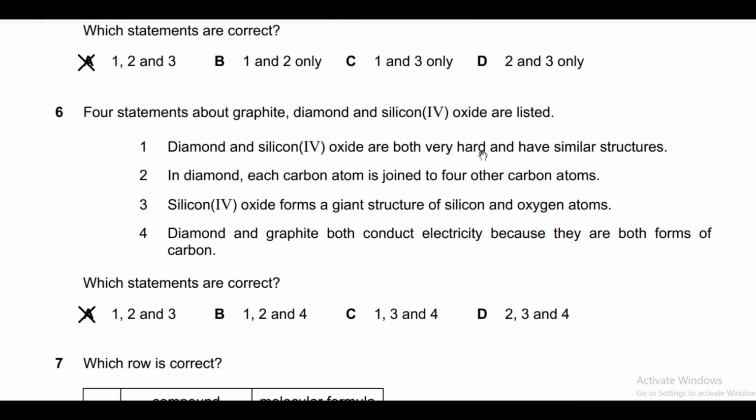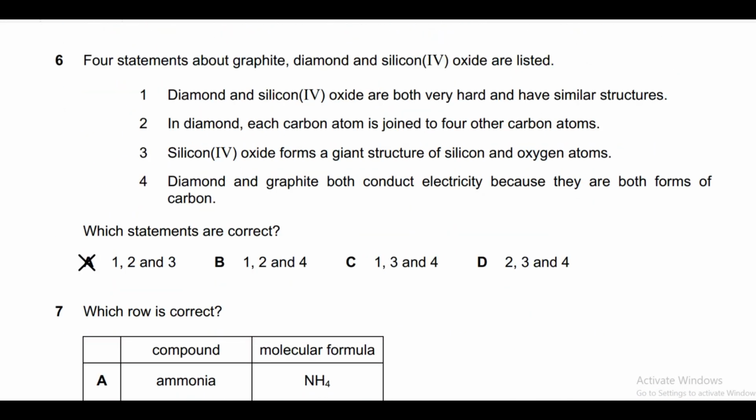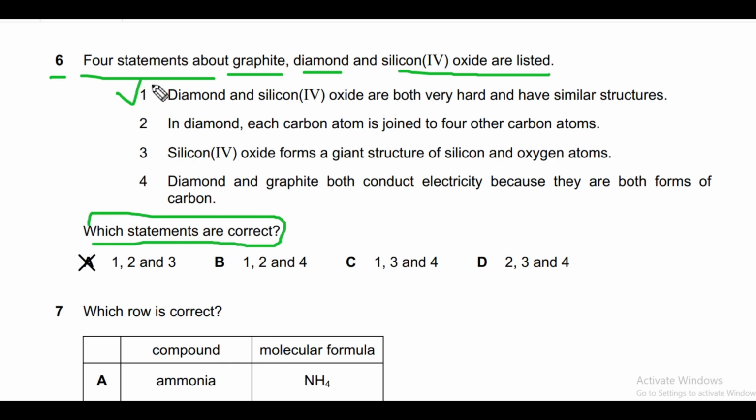Then number 4. 4 statements about graphite, diamond and silicon(IV) oxide are listed. Which statements are correct? Number 1 is correct because diamond and silicon(IV) oxide are both very hard and have similar structure. Diamond is a tetrahedral giant covalent and silicon dioxide is also tetrahedral giant covalent, and they are very hard. So 1 is right answer.